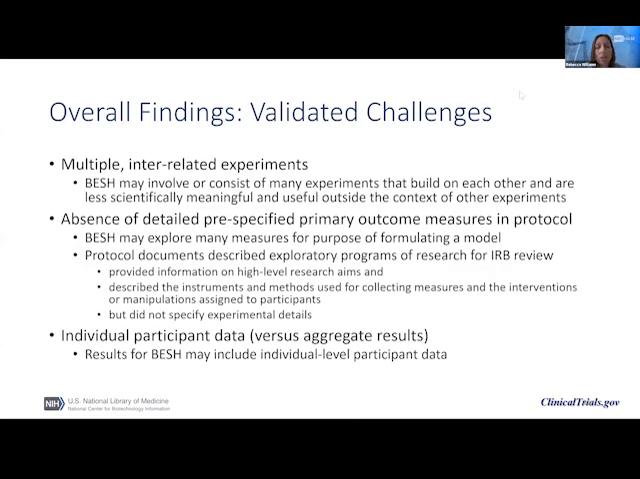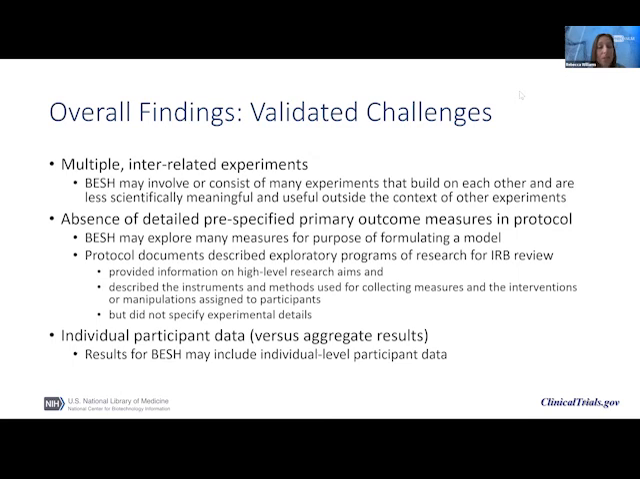And in terms of what those challenges were, and again, these will be better illustrated as Elisa goes through some of the case studies. The first is really multiple interrelated experiments. A lot of the research that we are looking at wasn't simply one study with one clear beginning and one clear end. It was a collection of experiments that led to being able to draw conclusions about a particular area of research. And along those lines, there was an absence in the protocol documents of detailed pre-specified primary outcome measures that would follow that framework that I described early on.